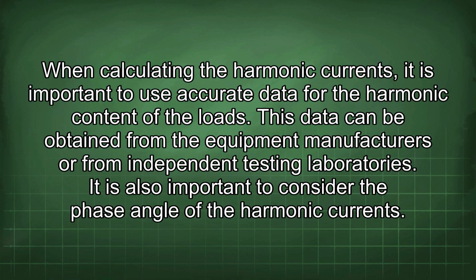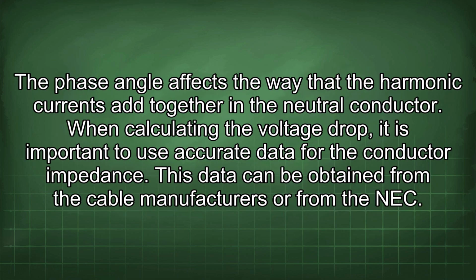When calculating the harmonic currents, it is important to use accurate data for the harmonic content of the loads. This data can be obtained from the equipment manufacturers or from independent testing laboratories. It is also important to consider the phase angle of the harmonic currents. The phase angle affects the way that the harmonic currents add together in the neutral conductor.